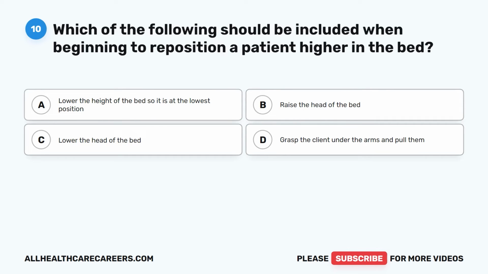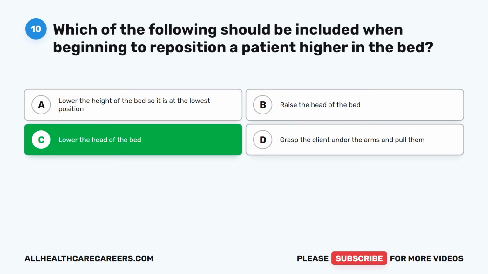Question 10. Which of the following should be included when beginning to reposition a patient higher in the bed? A. Lower the height of the bed so it is at the lowest position. B. Raise the head of the bed. C. Lower the head of the bed. D. Grasp the client under the arms and pull them. The correct answer is C. Lower the head of the bed.